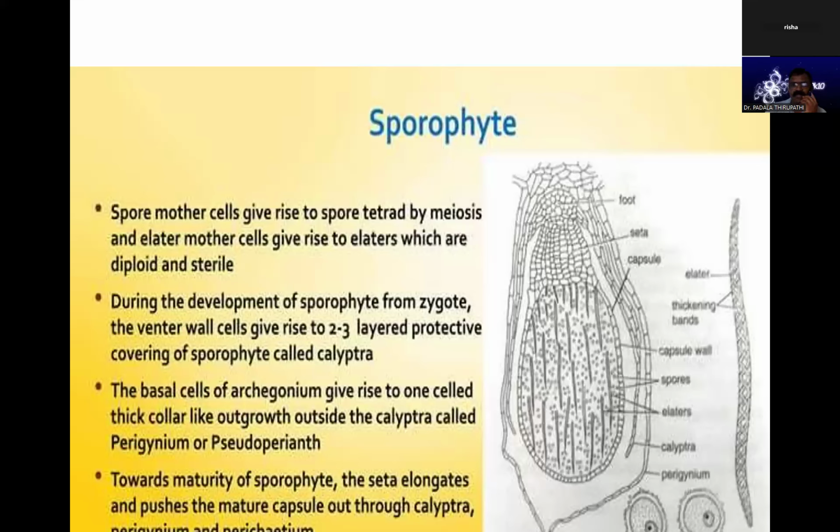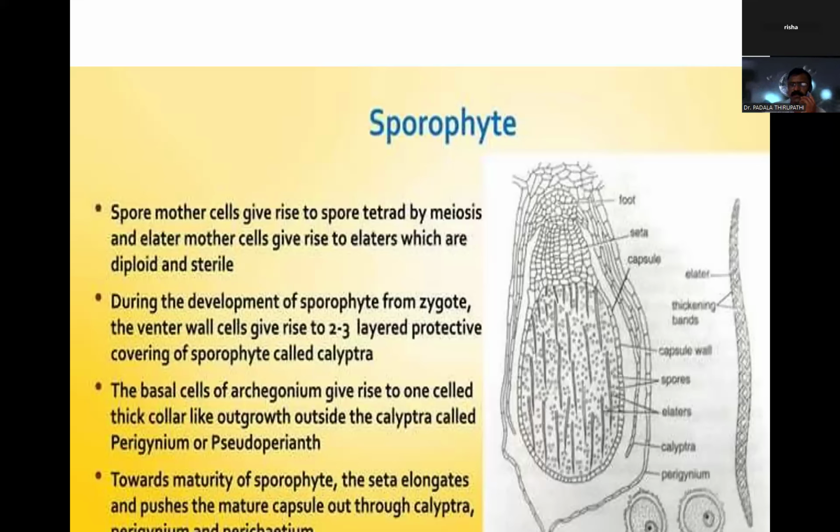In the diagram, beside the capsule, you see one layer on both sides, that is the calyptra. Not only the calyptra, surrounding that some other layers are present. The basal cells of the archegonium give rise to one-celled thick collar-like outgrowths outside the calyptra. These are called perigonium.